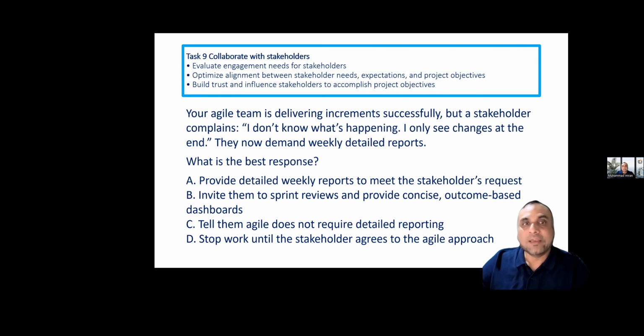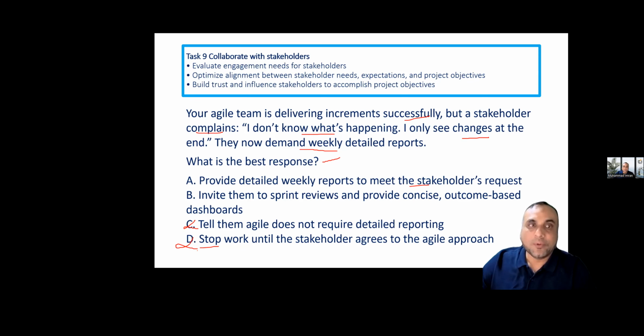Next, your agile team is delivering increments successfully, but a stakeholder complains, I don't know what's happening, I only see changes at the end. They now demand weekly detailed reports. What is the best response? Provide detailed weekly reports to meet the stakeholder request. Invite them to the sprint reviews and provide concise outcome-based dashboards. Tell them Agile does not require detailed reporting. Stop. Why should I stop? So A and B are two answers, but one is the better answer.